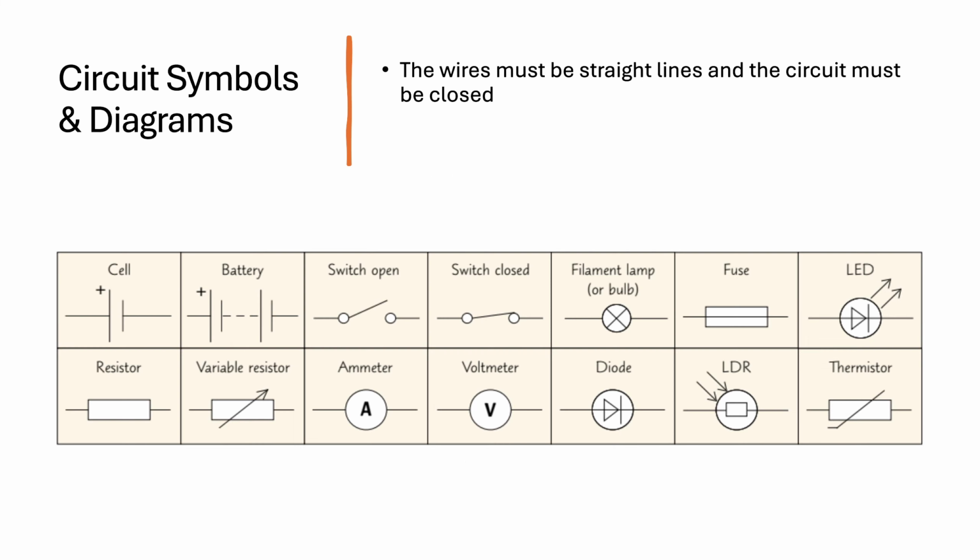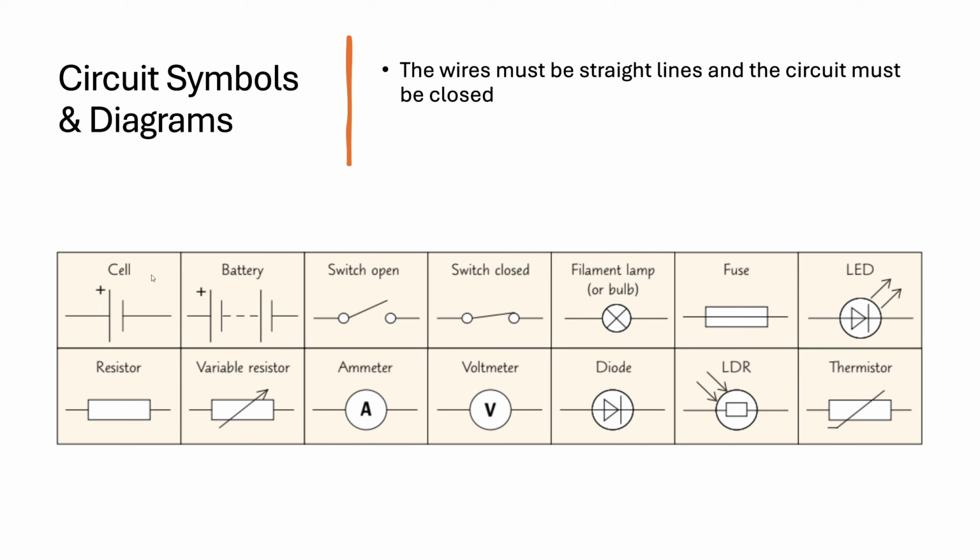So starting off with circuit symbols and diagrams, this stuff is quite straightforward. The main thing is that wires are straight lines that will connect between these components, and just remember to keep them straight, and then remember that the circuit must be closed. If it's not closed, then current can't pass through it.